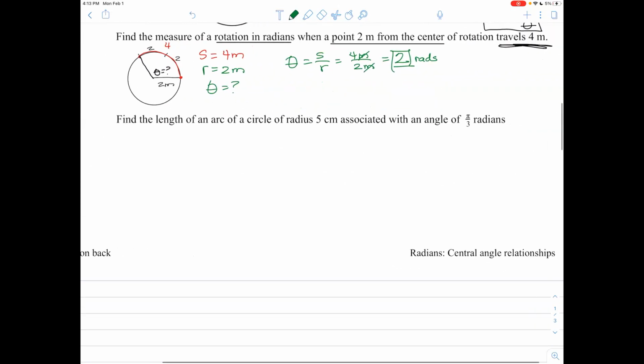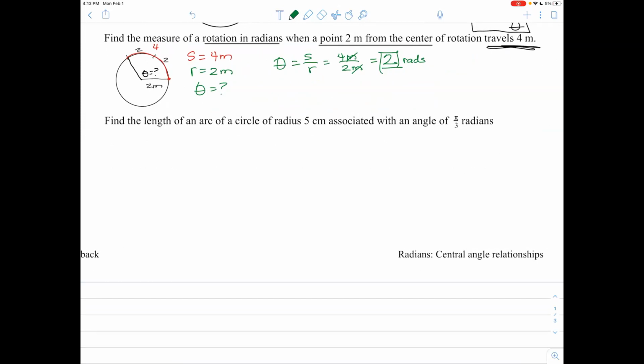Okay, and then the last example here says, find the length of an arc of a circle of radius 5 centimeters associated with an angle of pi over 3 radians. Okay, so let's draw that. So here we have a circle, and it's going to have a radius of 5 centimeters. So we're going to make that 5 centimeters, and it's going to travel an angle of pi over 3. So if this is 0 and this is pi, I'm actually just drawing kind of a depiction that would be a good depiction. So pi over 3 just means I'm going to take pi and cut it into thirds. So maybe it's about right there, right?